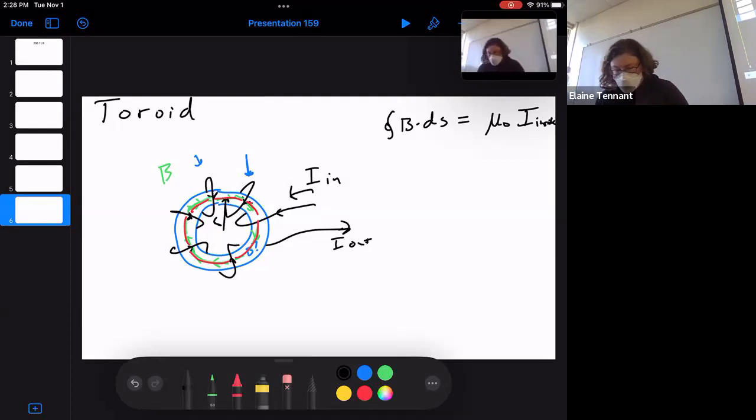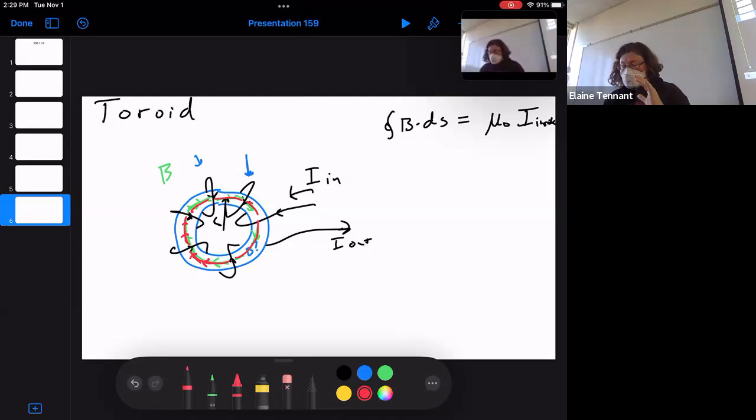Let's do the dot product first. So my ds's are going around along the red line. My magnetic field is the green line. What's the angle between the green line and the red line? Let me see a good zero here. Yeah, they're in the same direction. Does it ever change? So if you look at one spot, they're pointing in the same direction. As they go around, are they always in the same direction?